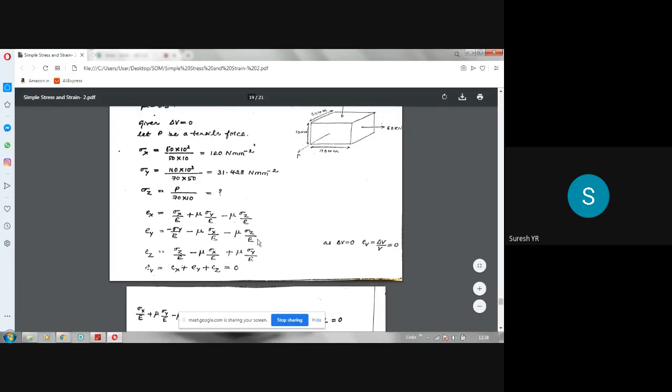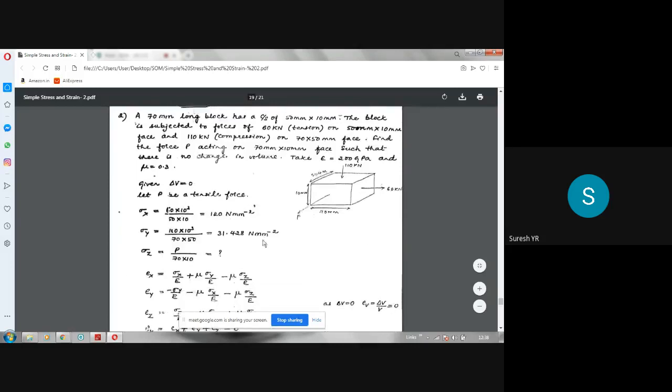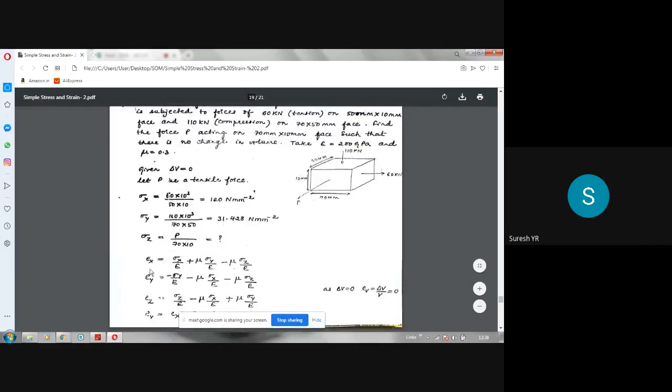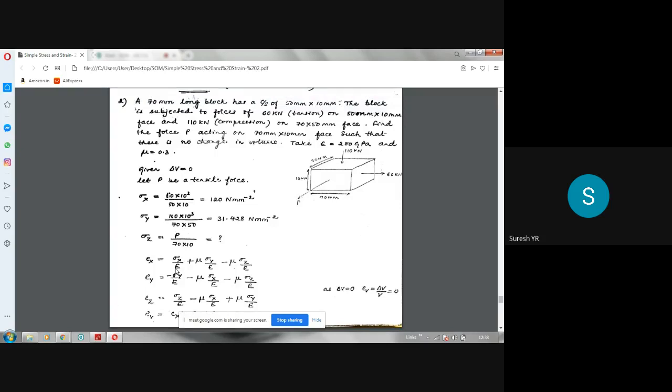Now let us use the generalized Hooke's law for this. Let us calculate Ex. Ex is the strain in x direction due to all these three stresses. Once again use the same concept. First one is the linear strain. Second and third terms are lateral strains. When you are writing linear strain, we have to take tensile stress as positive, compressive stress as negative. When you are writing lateral strain, we have to consider the opposite sense.